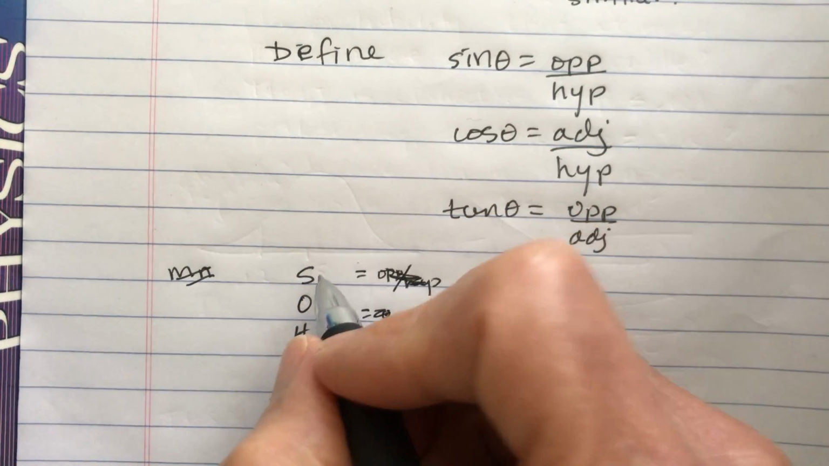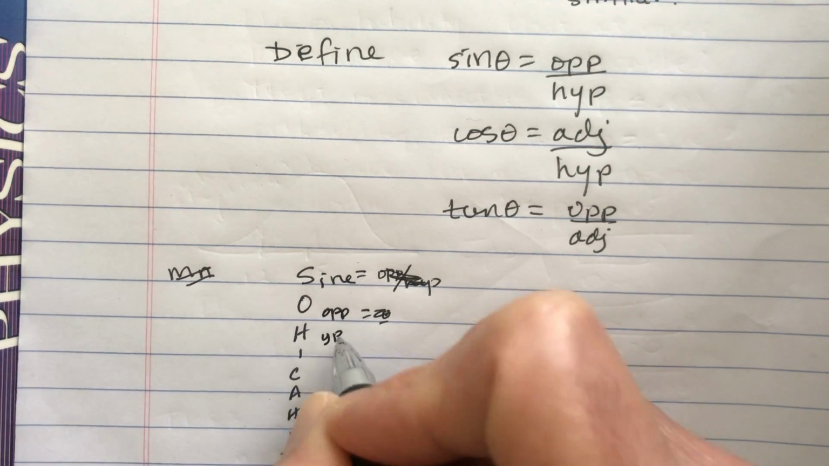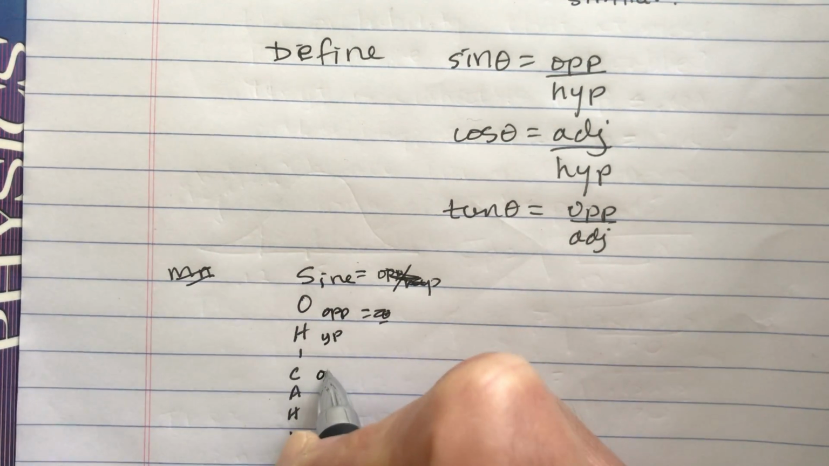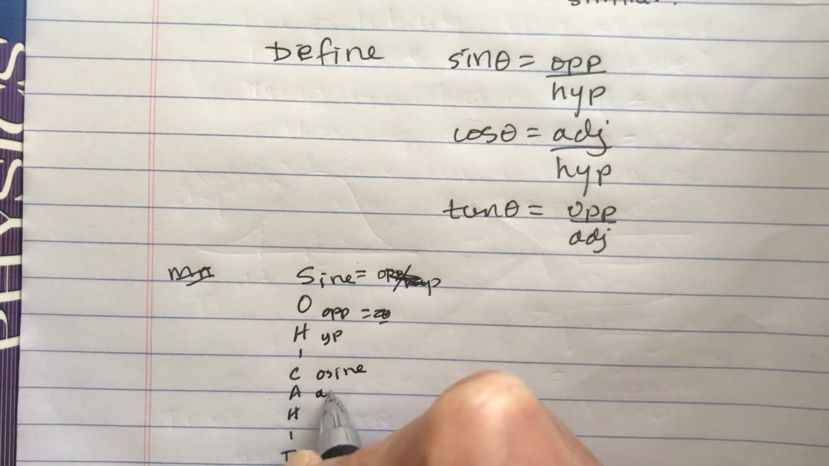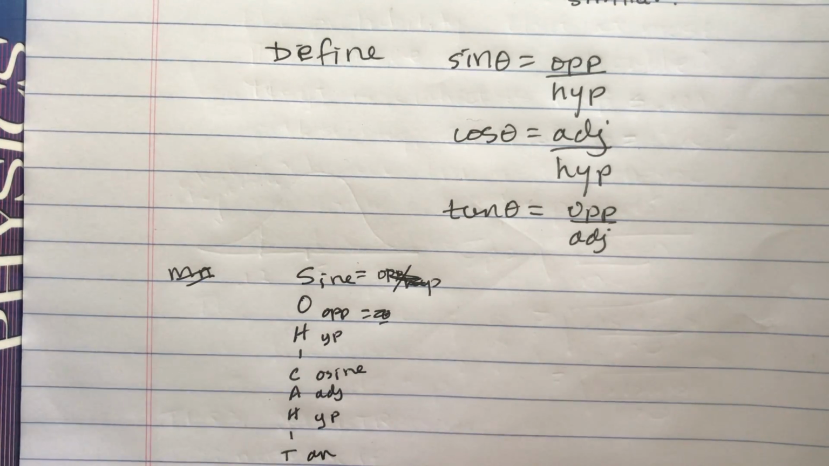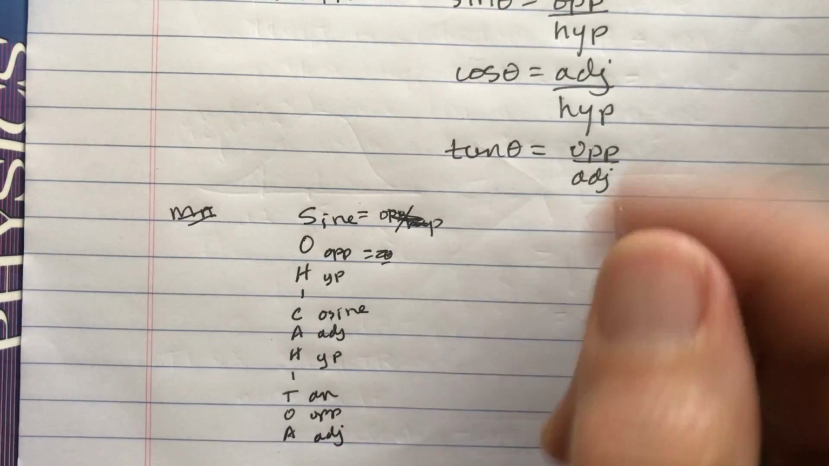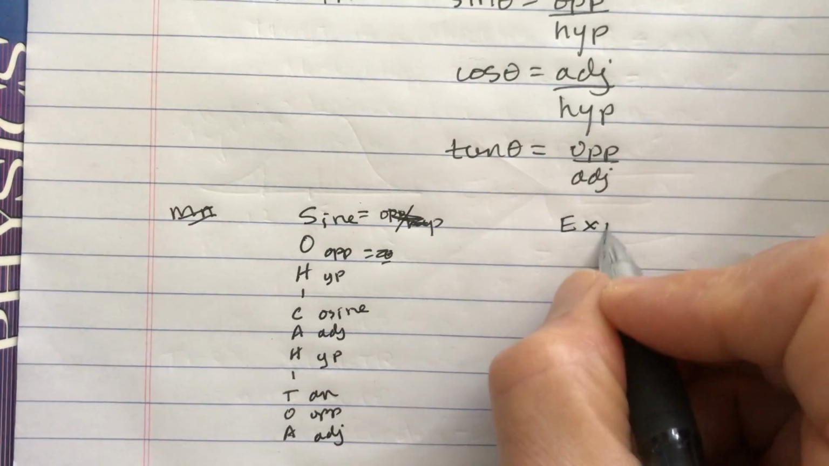Okay, this is sine. It's opposite over hypotenuse. This is cosine, adjacent over hypotenuse. This is tan, opposite over adjacent. Anyway, SOH CAH TOA. Let's do a little example.